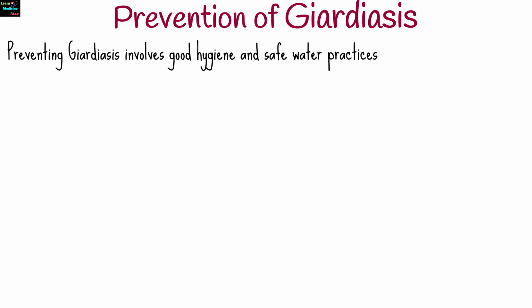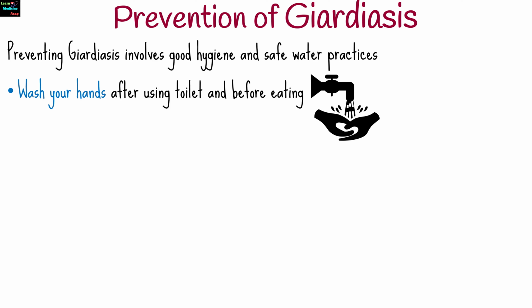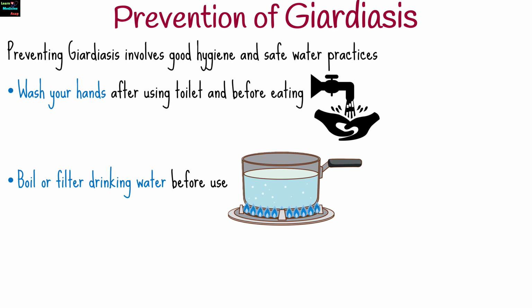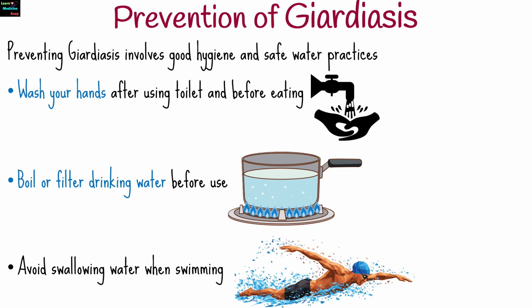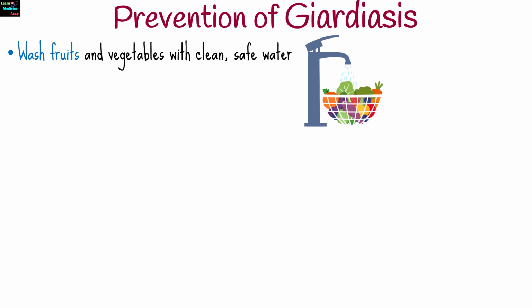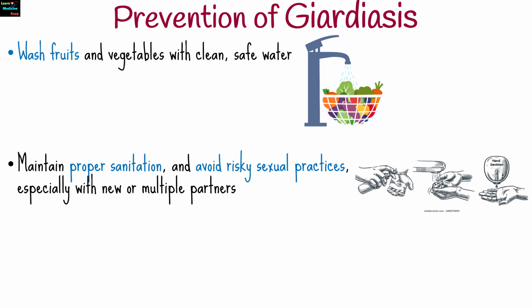Preventing giardiasis involves good hygiene and safe water practices. Always wash your hands thoroughly after using the toilet and before eating or preparing food. When in areas with questionable water sources, boil or filter drinking water before use. Avoid swallowing water when swimming in natural or recreational bodies of water. Wash fruits and vegetables with clean, safe water. Maintain proper sanitation, and avoid oral-anal sexual practices, especially with new or multiple partners.